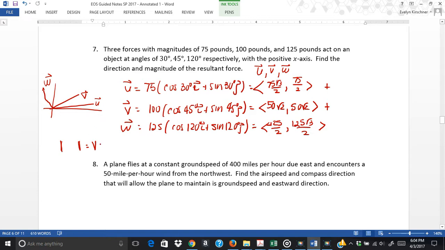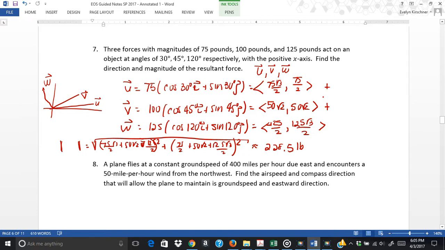So it's the square root of 75 radical 3 over 2 plus 50 radical 2 minus 125 over 2, squared, plus 75 over 2 plus 50 radical 2 plus 125 radical 3 over 2, squared. The square root of that whole thing, that's a minus sign there. And if you do that, it's going to be approximately 228.5. So 228.5 pounds is the magnitude. I just add these three, the x term is this and the y term is this.